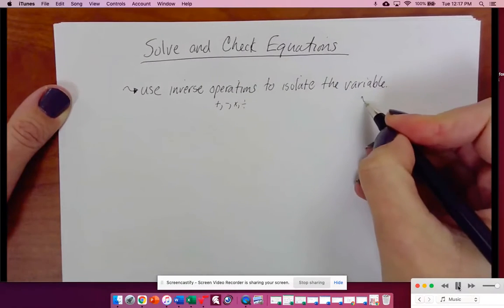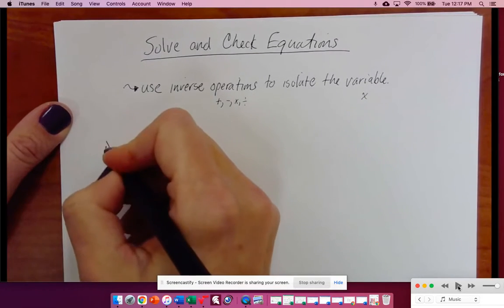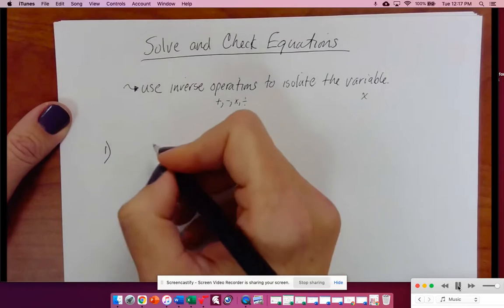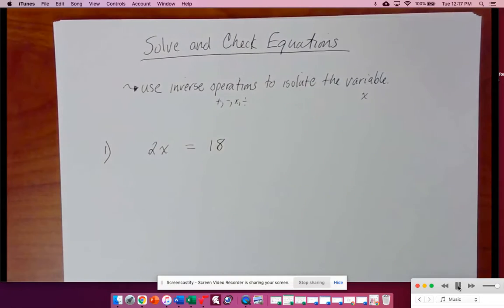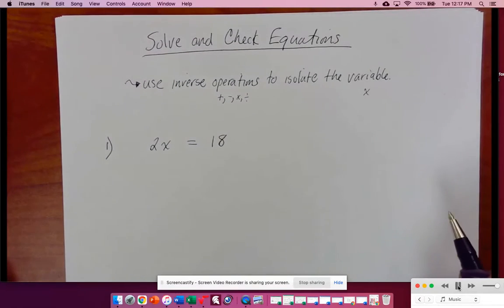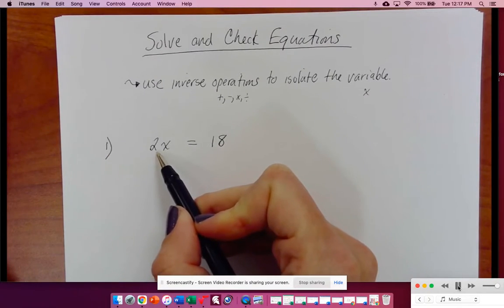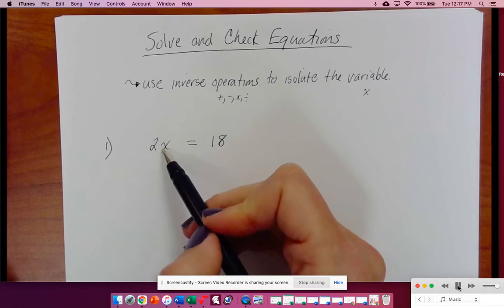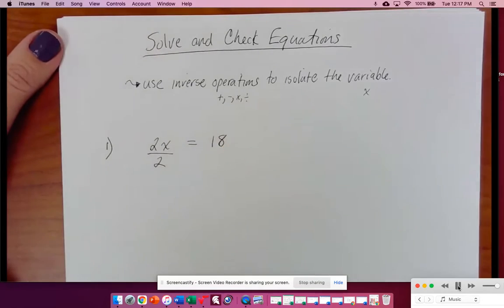Now we're going to start super easy so that we can learn the steps. The first problem: 2x equals 18. So 2 times what equals 18? You probably already know the answer, but how do you show that you're going to solve it? You look at the variable and ask yourself, what is happening to the variable? It's getting multiplied by 2. What's the inverse, or the opposite, of multiplying by 2? Dividing by 2. So you're going to divide by 2.